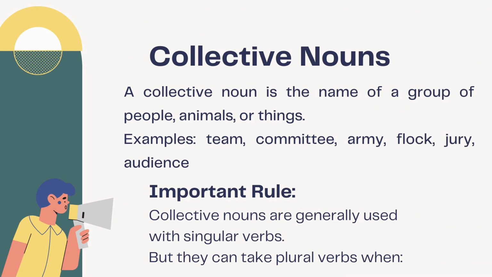Next, we have collective nouns. A collective noun is the name of a group of people, animals, or things. For example, we have words like team, committee, army, flock, jury, and audience. Think about the word team. A team consists of several people, but we use one word, team, to refer to the whole group. Similarly, flock can refer to a group of birds.